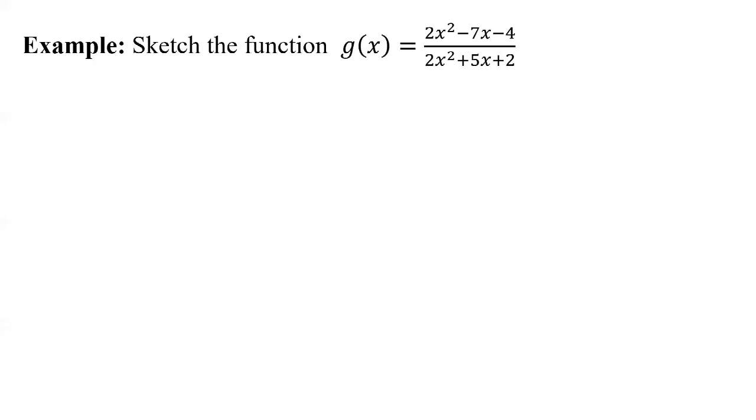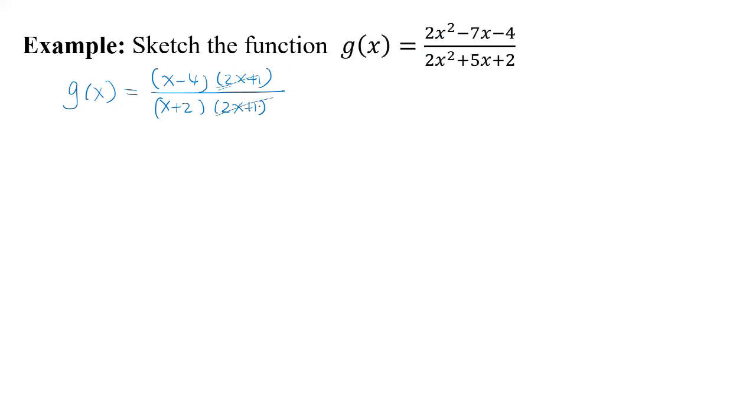All right, any thoughts? First of all, it's better to simplify this function. If we factor the numerator, it is x minus 4 times 2x plus 1. And for the denominator, it's x plus 2 times 2x plus 1. Actually, we can cancel these two.